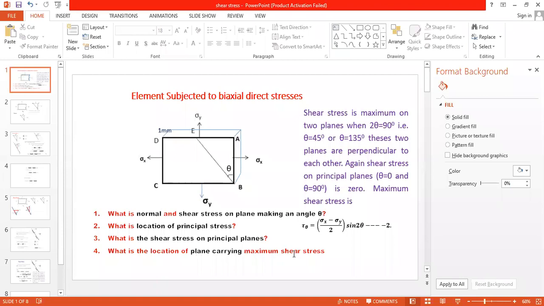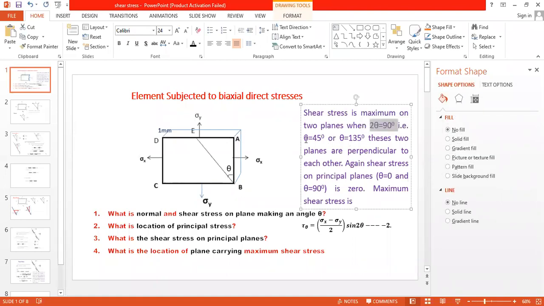Now, the plane carrying maximum shear stress. The plane carrying maximum shear stress is at 45 degrees with the principal planes. Okay, have you got this? It is at 45 degrees with the principal planes. You have to remember this is also a standard rule for all cases. The angle between the principal planes and the plane carrying maximum shear stress is 45 degrees, and shear stress on principal planes is 0.